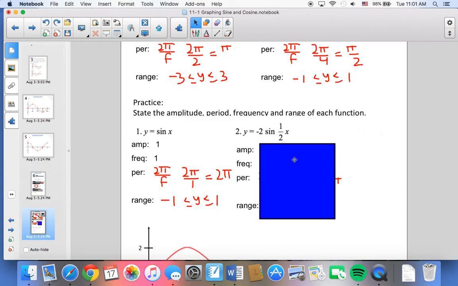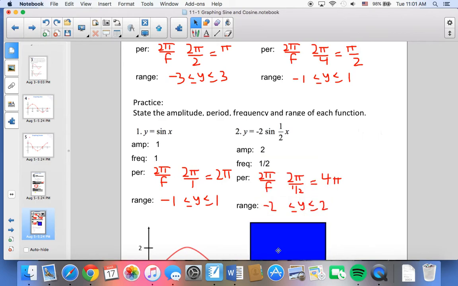Okay, and this one, your amplitude is 2. There's a negative, and we'll talk about that in the coming days, but it means you have a reflection on your graph. But the amplitude is always going to be positive. So the highest we're going to go up is 2. The lowest we're going to go down is -2. That goes with the range, right? The frequency is 1/2, and the period is 2 pi over 1/2, which is 4 pi.